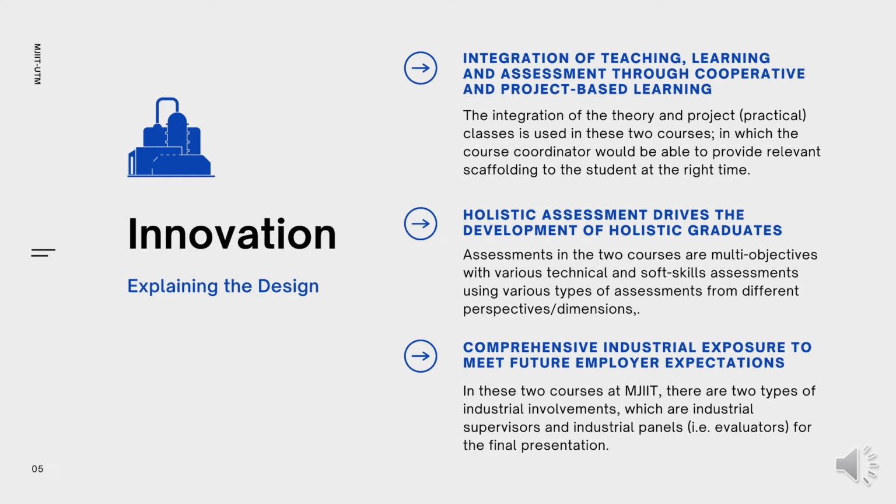Therefore, our committee came up with 3 initiatives. First, the integration of teaching, learning and assessment through cooperative and project-based learning throughout the Chemical Process Design course and Chemical Plant Design Project course. Secondly, holistic assessment is designed in the course for assessing multiple intended learning outcomes from technical to soft skills through a multi-dimensional approach from various parties. Lastly, comprehensive industrial exposure is provided to the students for them to understand the expectations from future employers, which bridges the gap between the higher learning institutions and working environment.